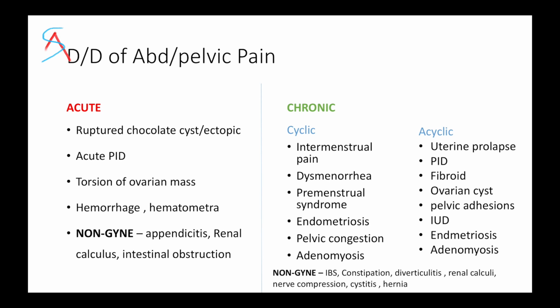Then the differential diagnosis of pelvic or abdominal pain: if it is acute in onset, it would be because of chocolate cyst, ectopic pregnancy, acute PID or any obstructive mass. If the pain is chronic in nature and cyclic, then it could be intermenstrual pain, dysmenorrhea, premenstrual syndrome or endometriosis. If it is acyclic pain, then it could be uterine prolapse, PID, fibroid or ovarian cyst.